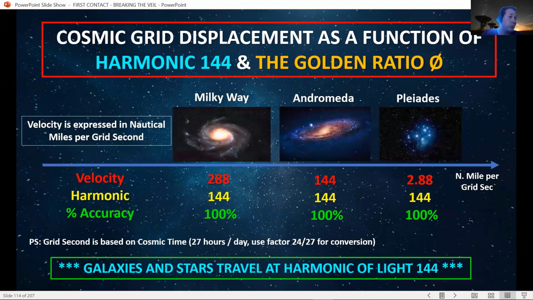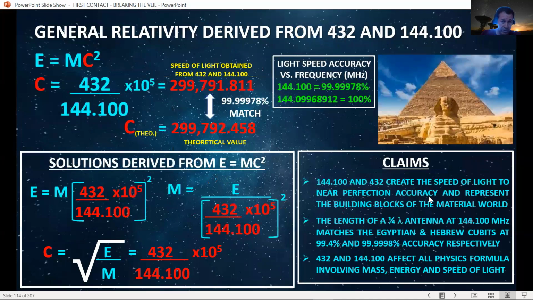And we even saw, I explained, that the velocity of the galaxies follows harmonic mathematics. So our own Milky Way is going at twice the speed of light in terms of harmonic mathematics. 288 is exactly 2 times 144. 144 nautical miles per grid second is the speed of light expressed in terms of harmonic mathematics. And so we see the Andromeda galaxy is going at exactly 144, and the Pleiades 288, which is a perfect harmonic of 144. So this is very significant.